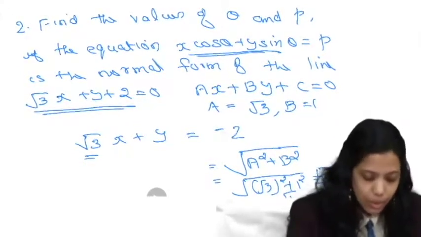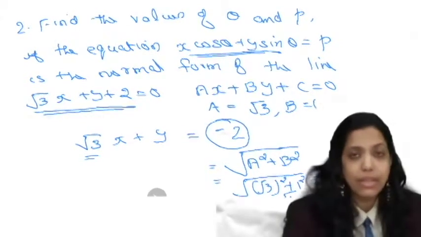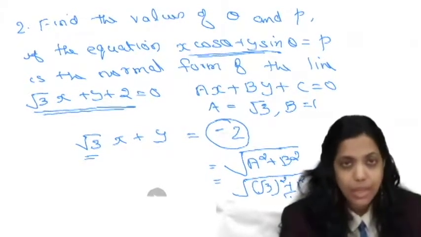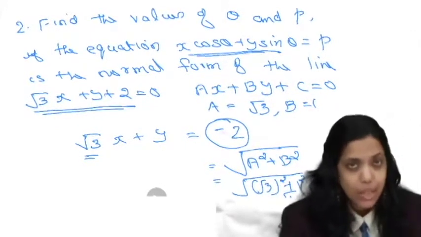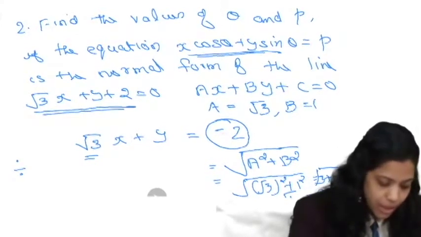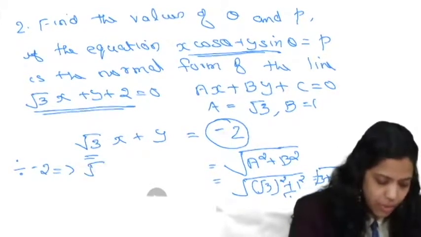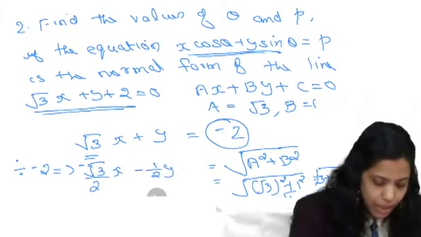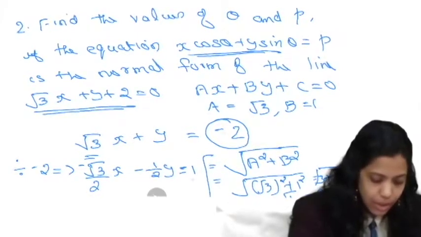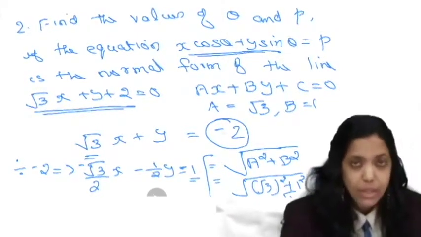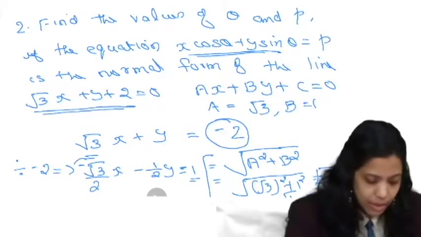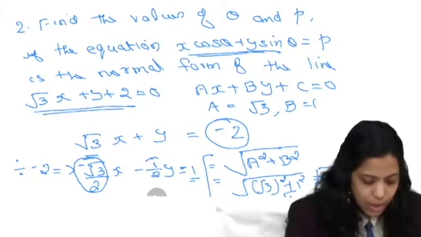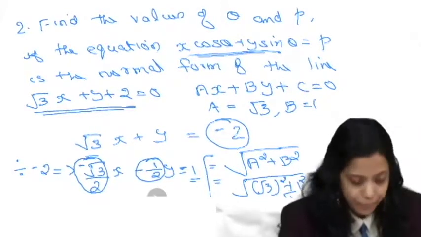One more thing has to be noted over here. Since it is negative, the distance can't be a negative value. So the negative has to be eliminated. So here we are going to divide the equation by negative 2. So dividing throughout by negative 2: minus root 3 by 2 x minus 1 by 2 y equals 1. So here we got the value of p, the distance, as 1 itself, 1 unit. Now the next term, we want to find out the value of theta.